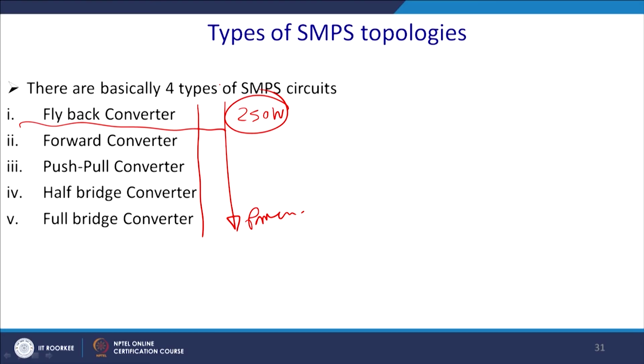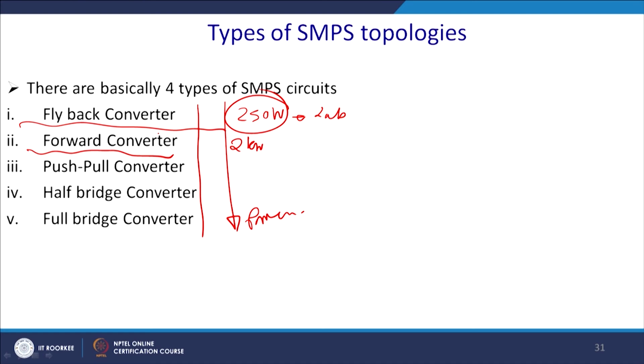So, thereafter till around 2 kilowatt. All your laptop chargers, SMPS of your desktop, your mobile charger essentially fall into this category of flyback converter.